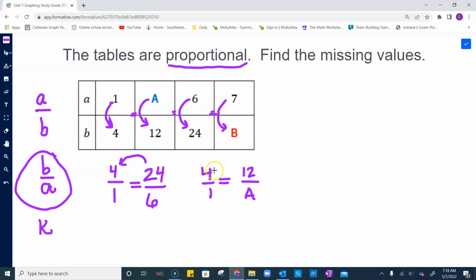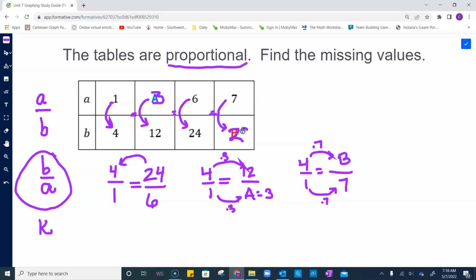So looking at this, I'm saying, hey, to get from 4 to 12, I had to times by 3. So to keep the fraction equivalent, I'll times by 3. So I find that A is equal to 1 times 3, which is 3. And then when I'm looking at B, I can go 4 to 1 again. It's easy to use the unit rate to see what you're doing. And then it's 7 in the bottom, because that's my A, and I have B in the top. And when I go from a 1 to a 7, I have to times by 7. So I have to do that to the top to keep the fractions equivalent, and I get 28.